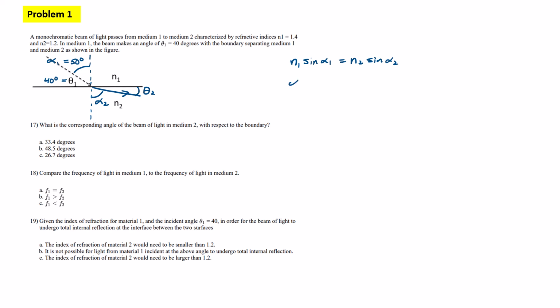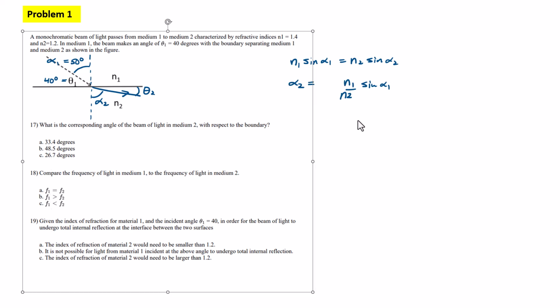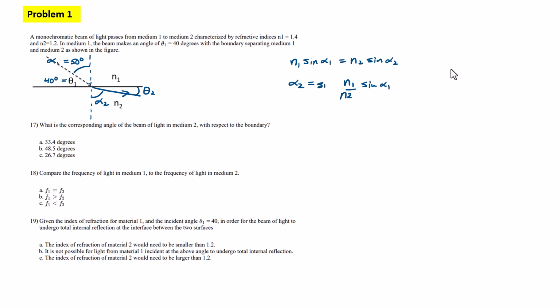So how would we write this? Well, for alpha 2, just bring the index N2 onto the other side. I'm still going to have sine of alpha 1. Let's give myself a little bit of extra space over here. Move this over. And here I should do just an inverse sine function, so sine to the minus 1 of this entire term.